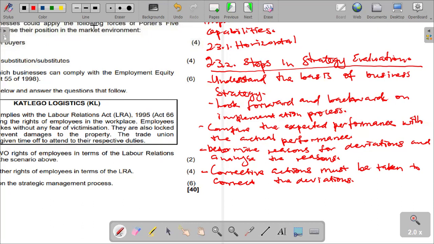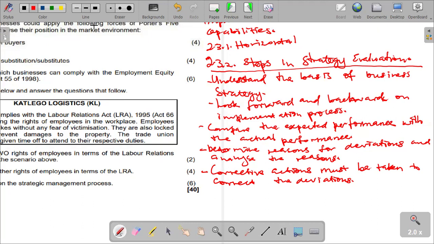We can as well draw up a table of advantages and disadvantages of the strategy. That must also be another thing: draw up a table of the advantages and disadvantages, just to analyze the advantages and disadvantages of the strategy that is being given.